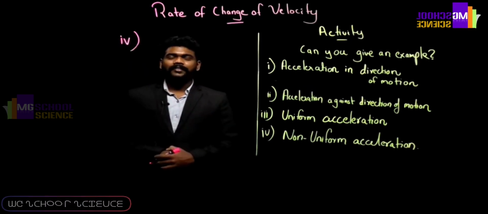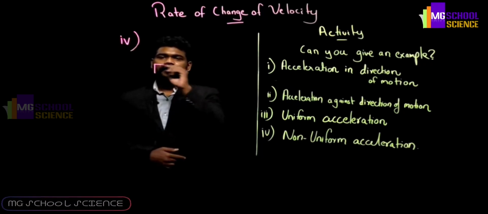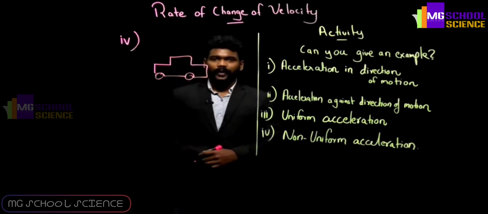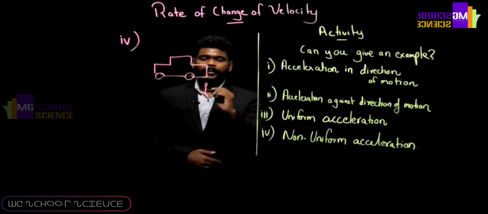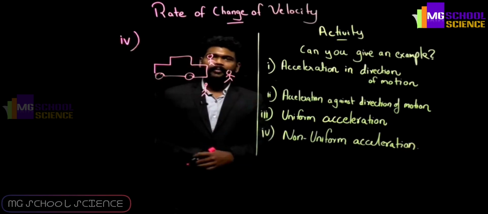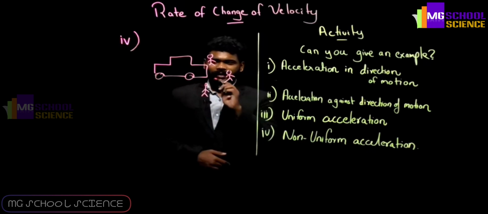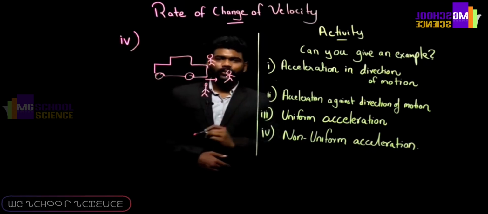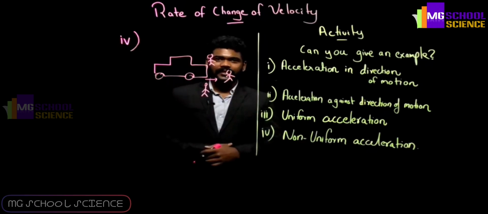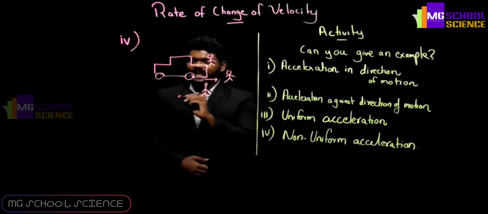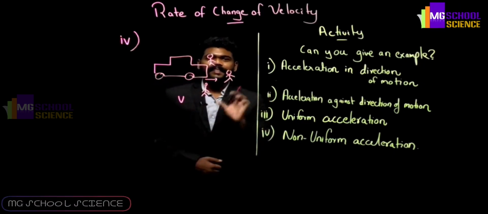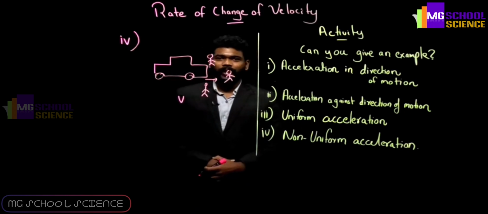For the fourth example, that is non-uniform acceleration, let us consider we are traveling in a car in a crowded region. That is, there are so many pedestrians on the road, for example, a market. What happens? We will try to move the car very slowly. Then suddenly if there is way, we will accelerate and drive the car very quickly. That is, the change in velocity will be different at different instants of time. Therefore, this is an example for non-uniform acceleration.